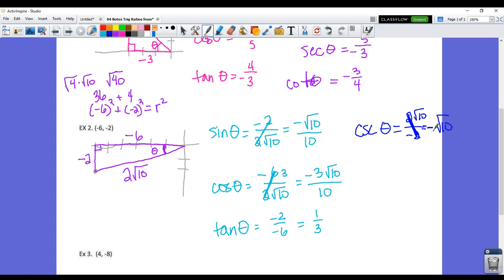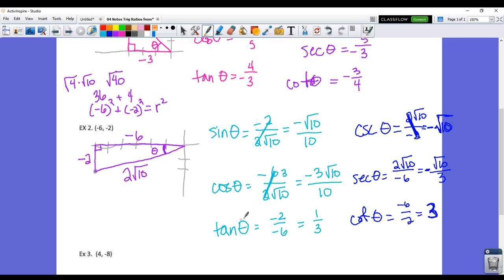Sorry, that's an equal sign. Negative root 10 over 1, which is just root 10. And then we have the secant, which is 2 roots of 10 over negative 6, which is negative root 10 over 3. So the secant is negative also. And then the cotangent, negative 6 over negative 2, which is a positive 3.